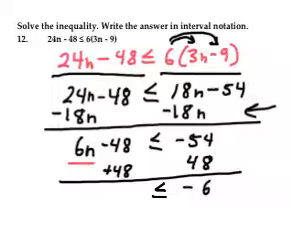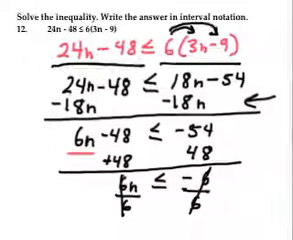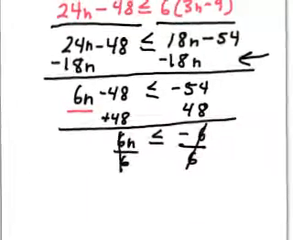sign. Positive 48 plus a negative 48 is 0. So now we have 6n is less than or equal to a negative 6. Divide by 6. Notice we're dividing by a positive 6. Okay, so those cancel out, and these cancel out. So what we have is n is less than or equal to a negative 1.